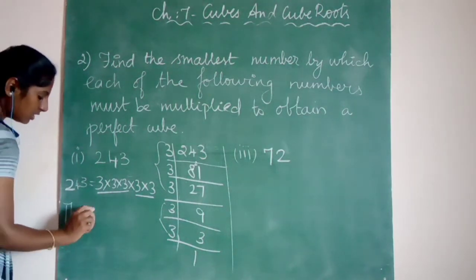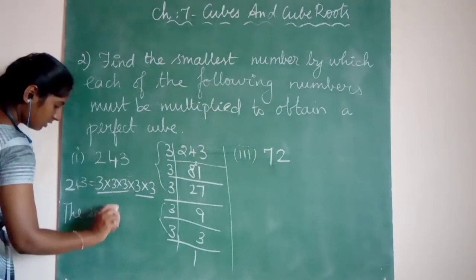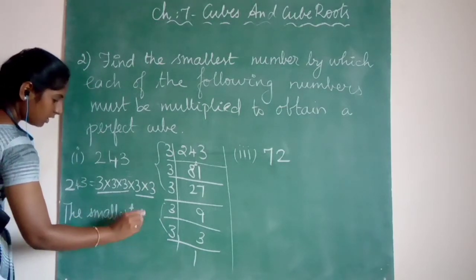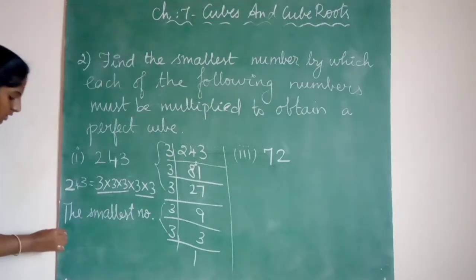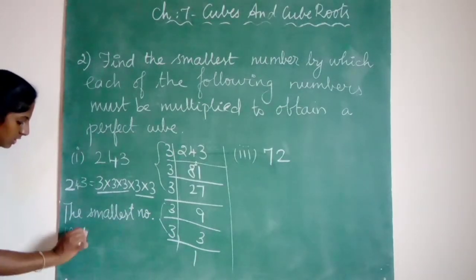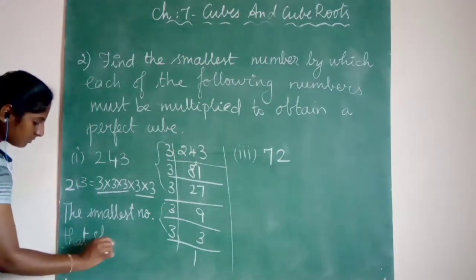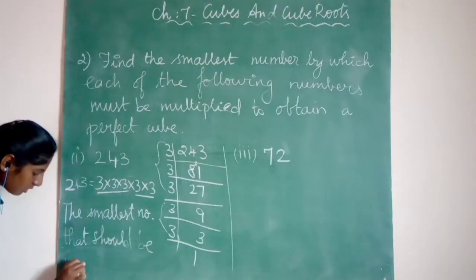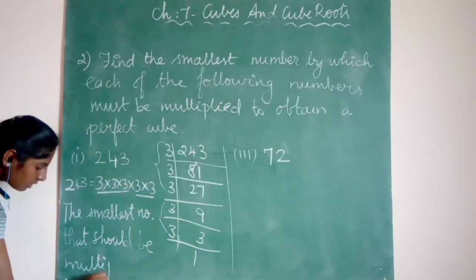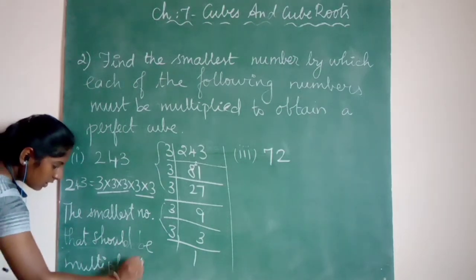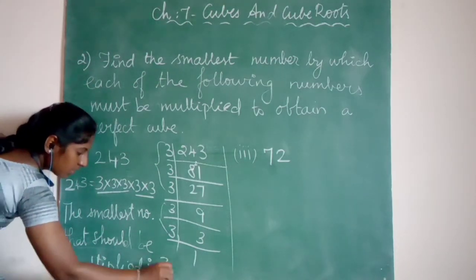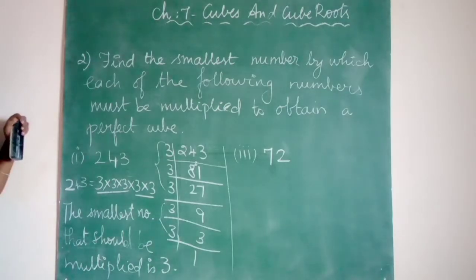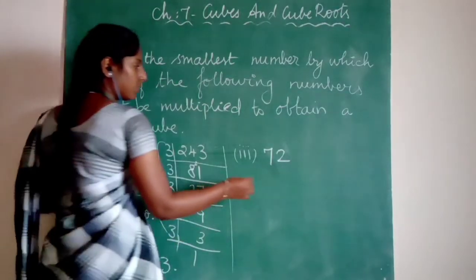Write the smallest number that is multiplied is 3. Okay. Coming to the next one, 72.